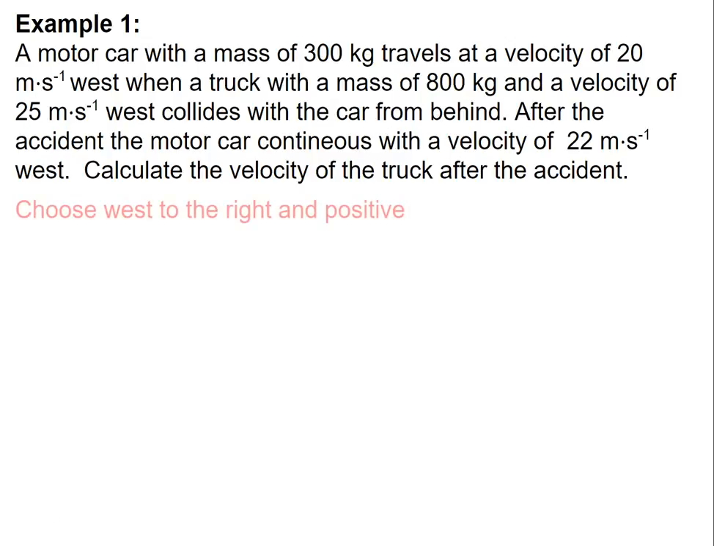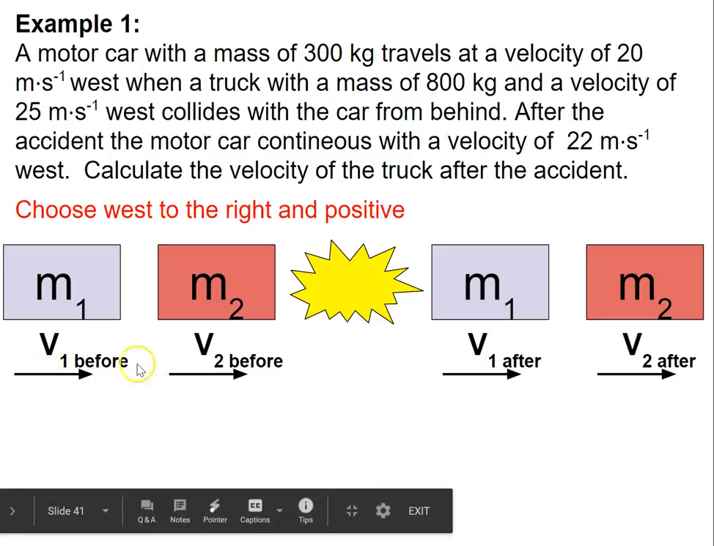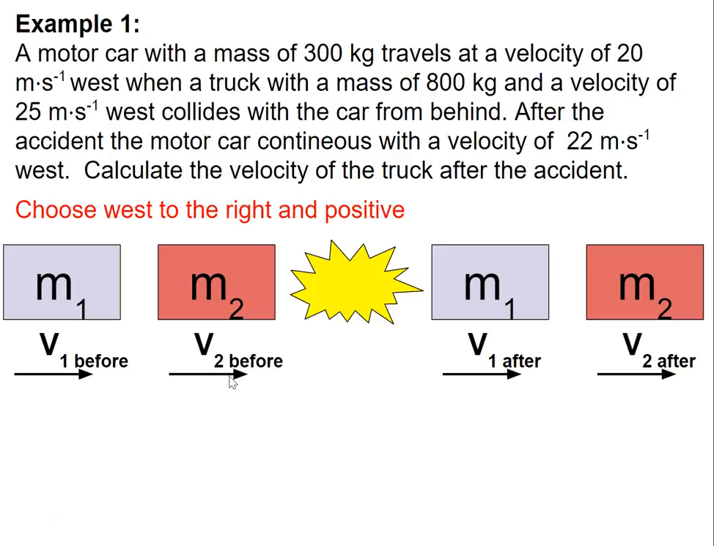Always in momentum sums, the first thing that I do is I choose a direction as positive. So I'm going to represent west as going to the right, and that's going to be positive. I like to draw this diagram for all my momentum sums. I usually have two bodies. Each of them have a velocity beforehand, and then I have two bodies afterwards, each of them with a velocity afterwards. The direction of the arrow usually represents the direction in which they're moving and reminds me in which direction my signs must be.